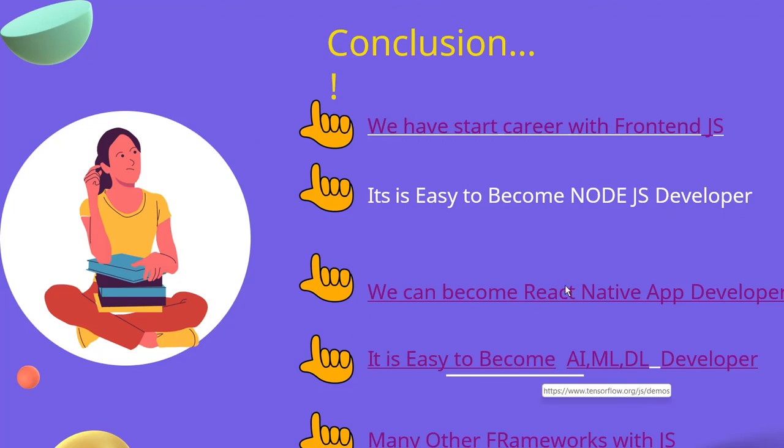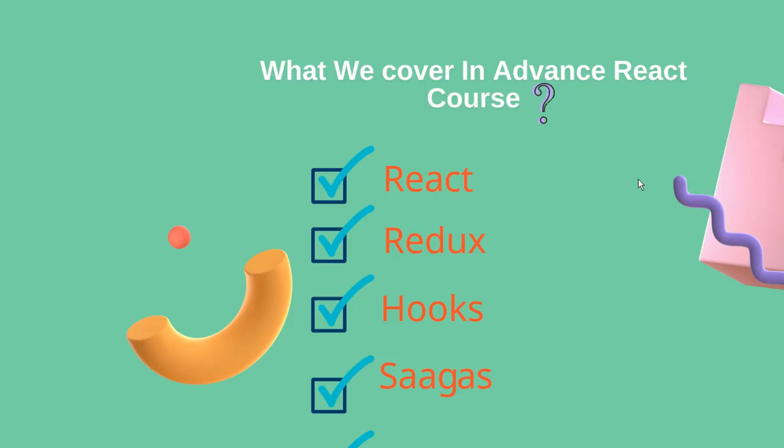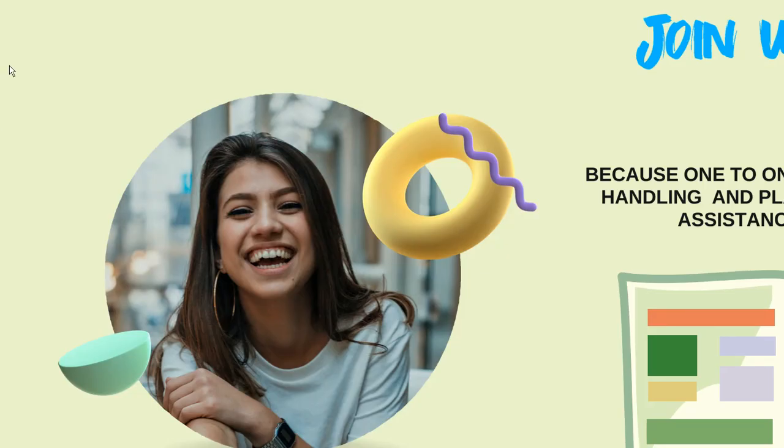AI, ML, deep learning also you can do. And many frameworks are also there, and you can develop blockchain projects also. So this is the conclusion I have told. Then we are going to start a React.js and React Native course. What are we going to learn? React, Redux, hooks, Sagas, Context API. So this is all about this one.